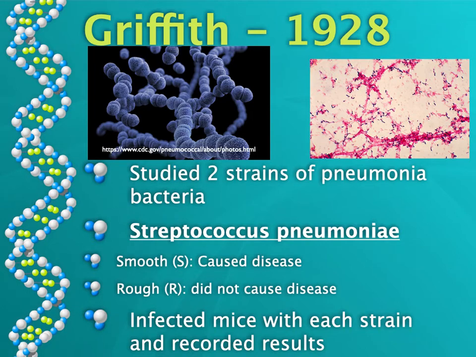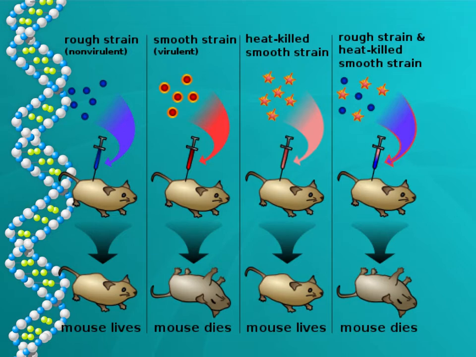It's caused by a bacteria called Streptococcus pneumoniae. The top left picture is a zoomed in electron microscope picture, and the picture on the right is one you would see under a light microscope. He was working with two different strains. A smooth strain caused disease, and the rough strain did not cause the disease. He infected mice with each strain and recorded those results. How he got smooth and rough is how they looked on a petri dish. There's a video that will explain it much better than I can.